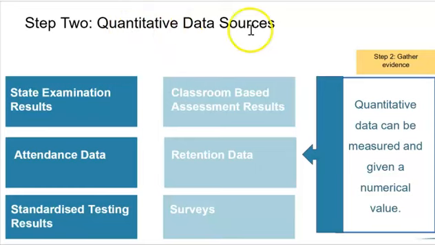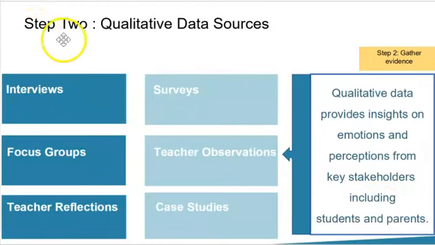Step 2, quantitative data sources. State examination results, attendance data, standardized testing results, classroom-based assessment results, retention data, surveys. Quantitative data can be measured and given a numerical value. Step 2, qualitative data sources. Interviews, focus groups, teacher reflections, surveys, teacher observations, case studies. Qualitative data provides insights on emotions and perceptions from key stakeholders, including students and parents.